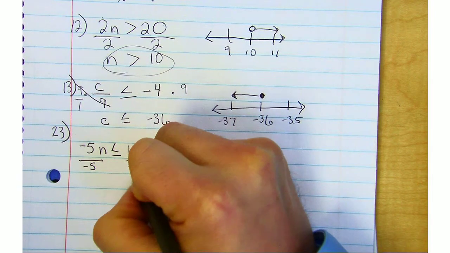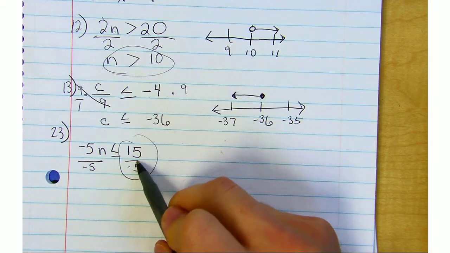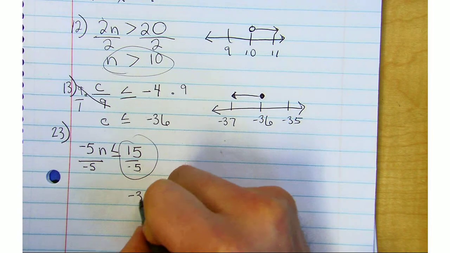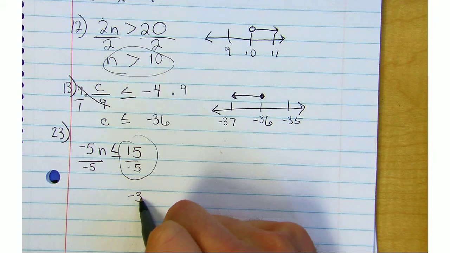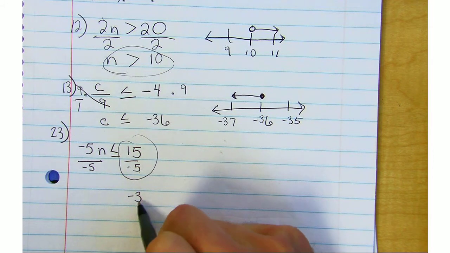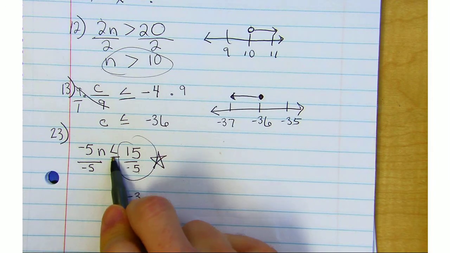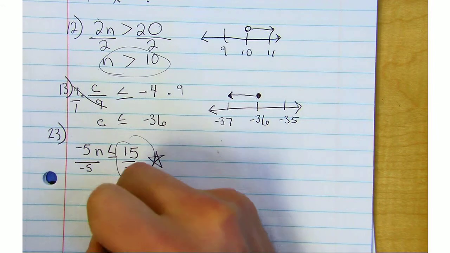Now, you'll notice over here, this is a key spot. 15 divided by negative 5 is negative 3. Because I divided by a negative, that positive changed. So when the positive changes to a negative, what do I have to do with the symbol? To flip it around, otherwise it's not going to work.